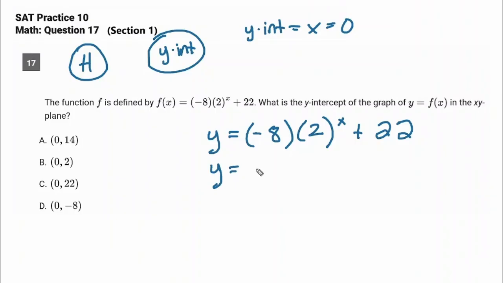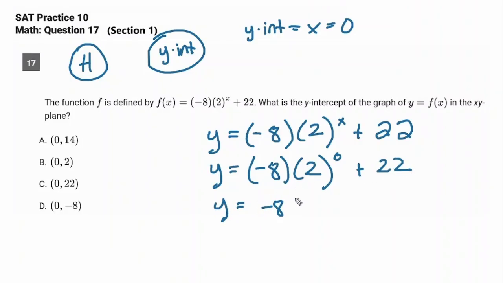Y equals negative 8 times 2 to the what? What should we plug in here? Well, we want the y-intercept, so we're going to plug in x equals 0. All right. Do it again. Y equals negative 8 times, what's anything to the 0 power? It's 1. So this is 1.